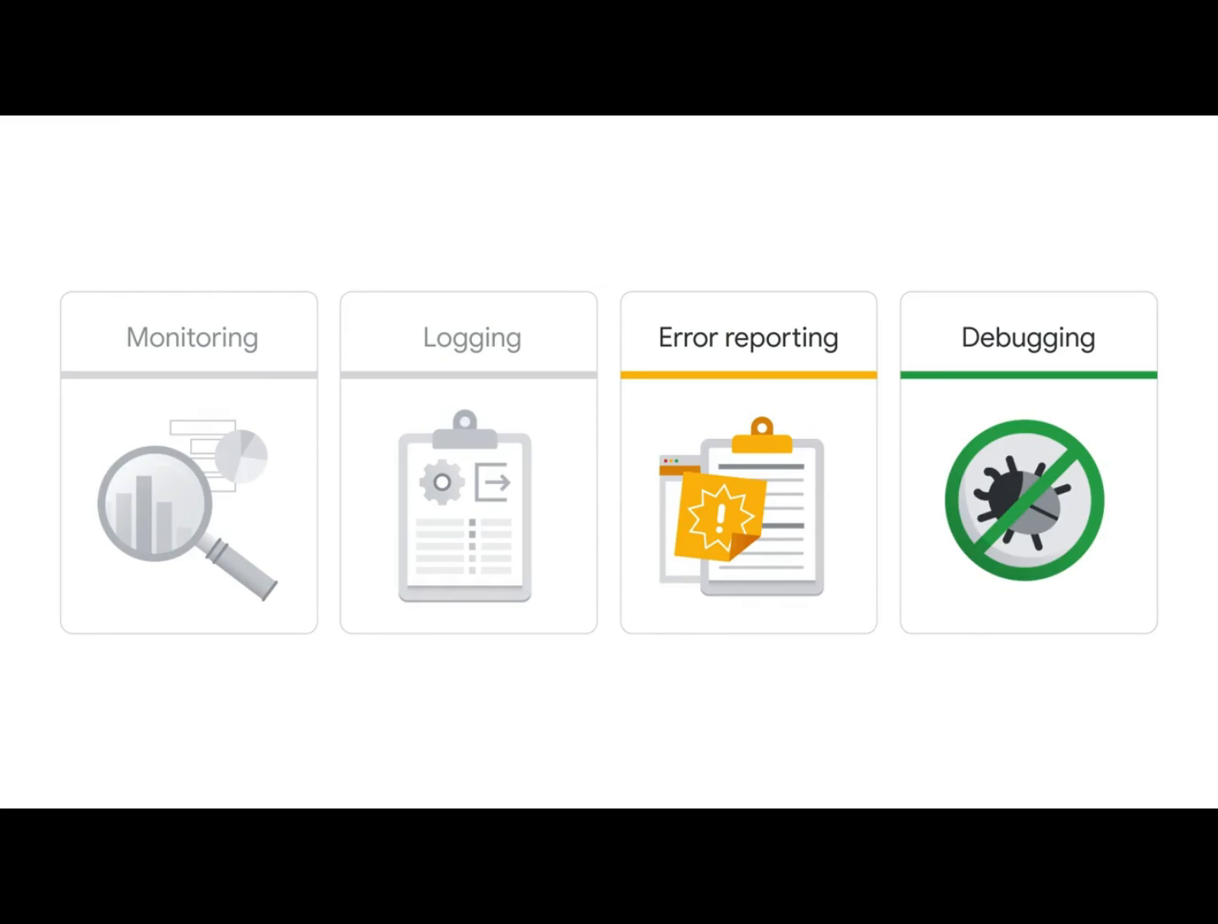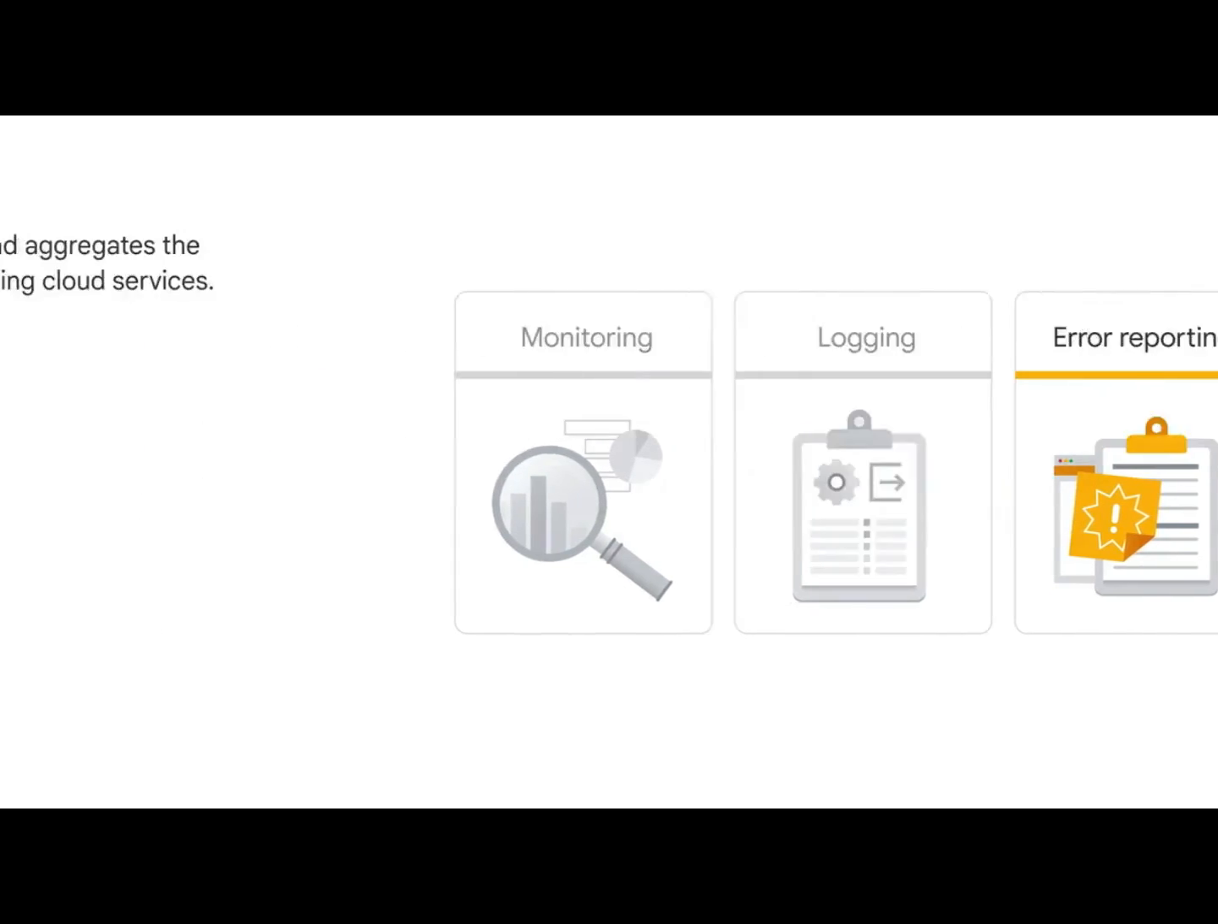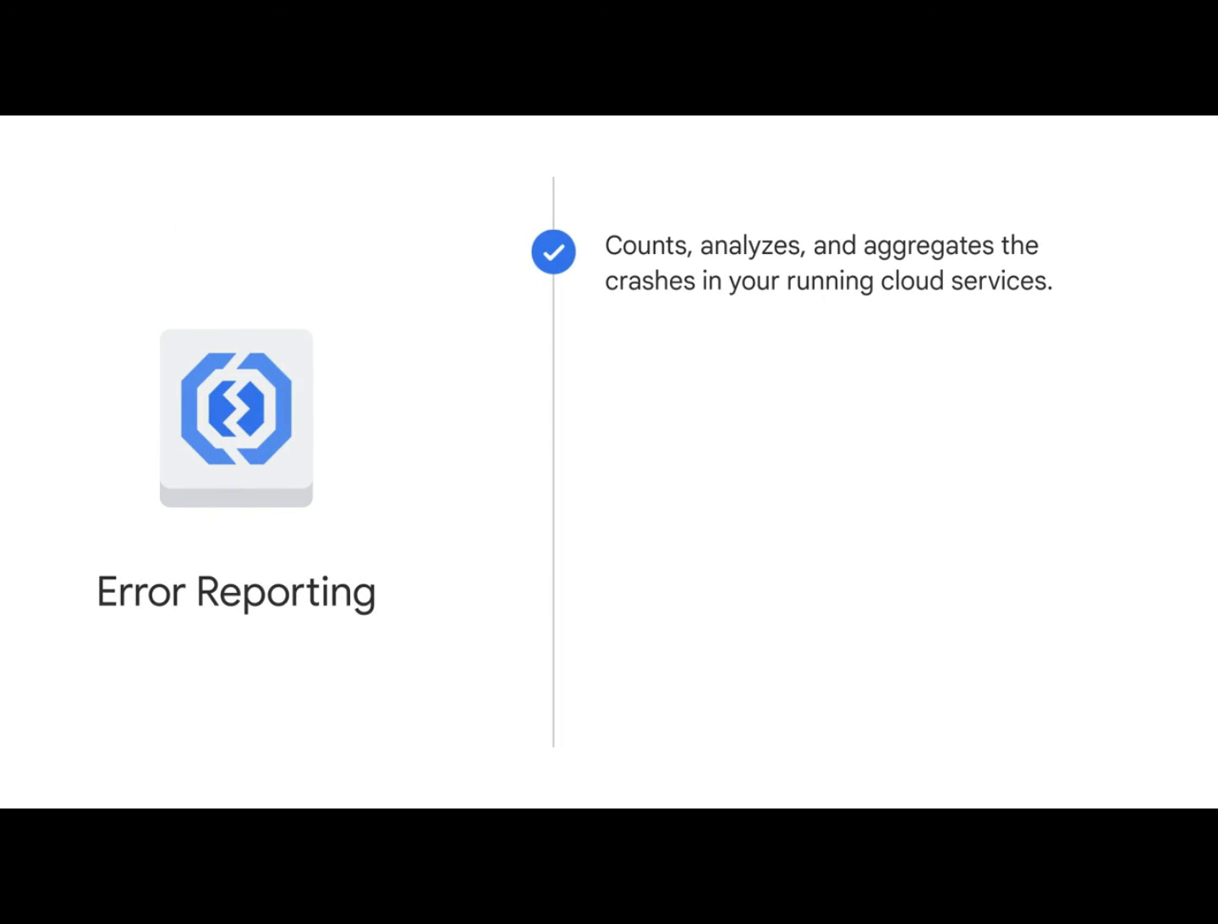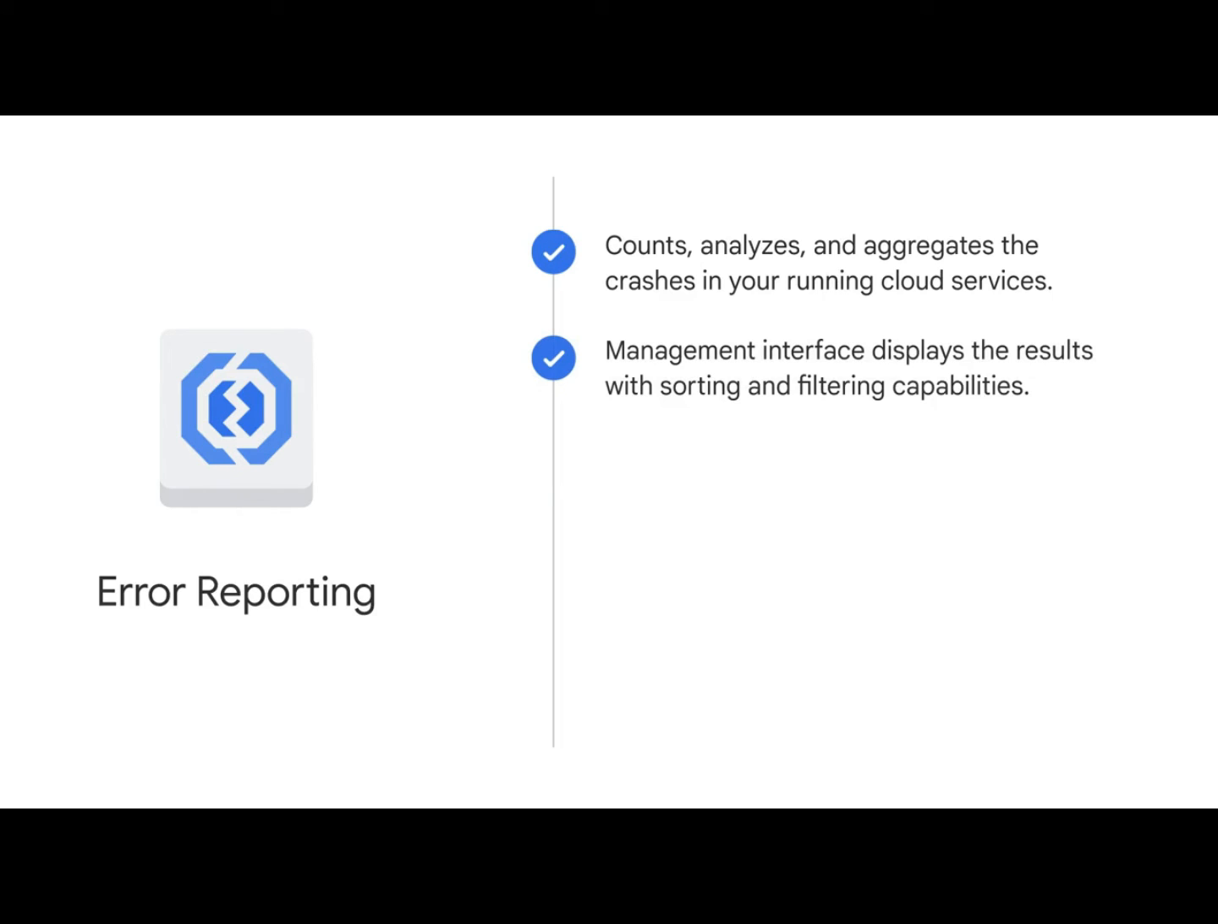Let's round off this section of the course by taking a look at the tools offered by Google Cloud for error reporting and debugging. Error Reporting counts, analyzes, and aggregates the crashes in your running cloud services. Crashes in most modern languages are exceptions, which aren't caught and handled by the code itself. Its management interface displays the results with sorting and filtering capabilities.